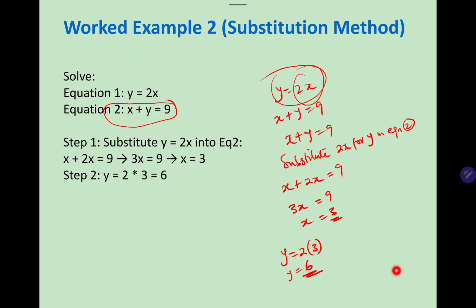Okay. So like the first example, you can test the solution to the two variables in both equations. If it satisfies both equations, then you know you're correct. If the values of x and y satisfy both equations, then your simultaneous equation has been correctly solved.